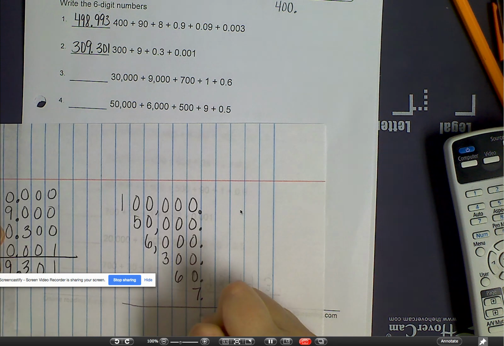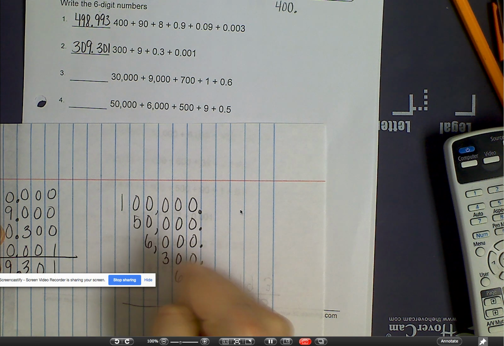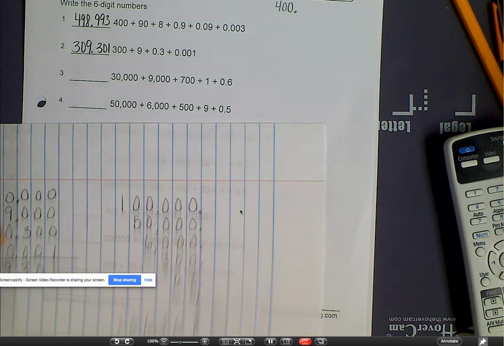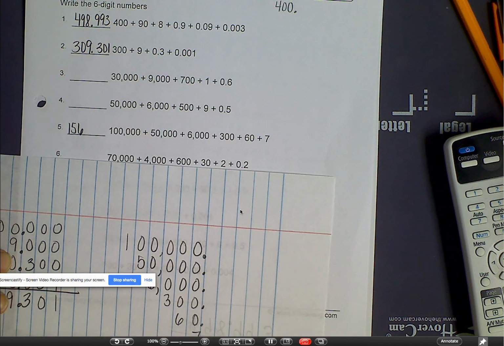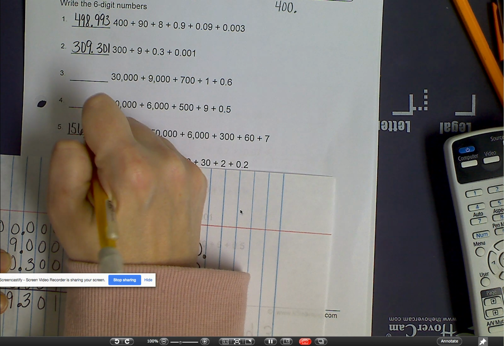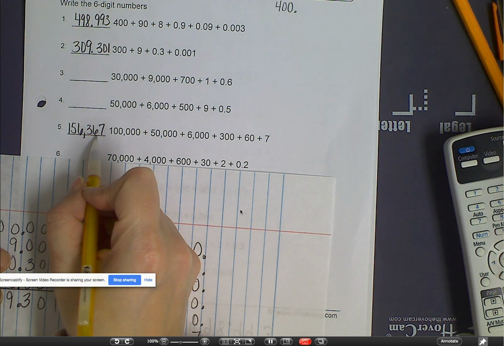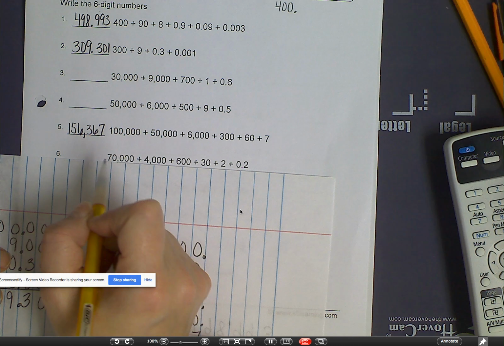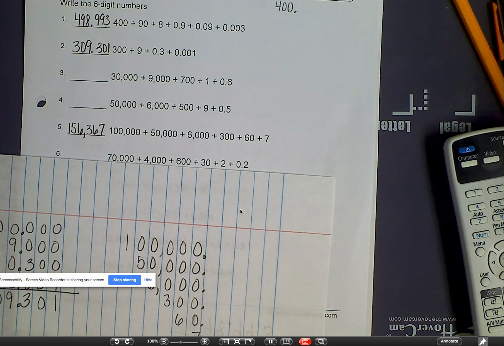Okay, so then this one actually is easy. So then you're just going to go down, comma, 6, 5, 1. So this one, number 5, is 156,367. You guys have to make sure that you are putting the comma in there, okay? Because I need to know that you know where the comma goes. So no more of just writing the number without the comma, okay?